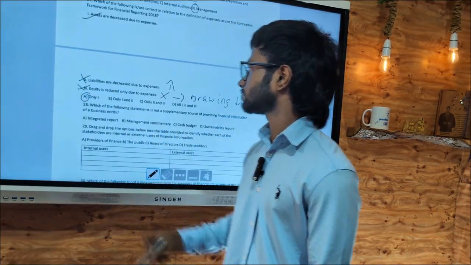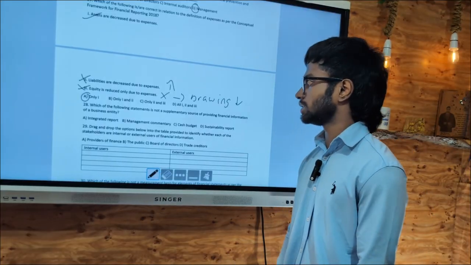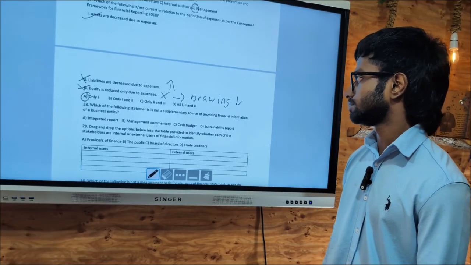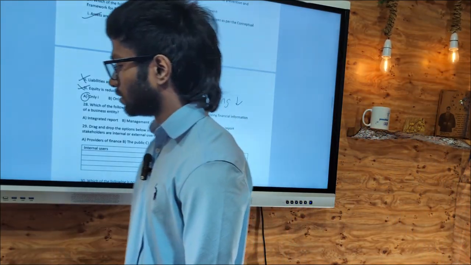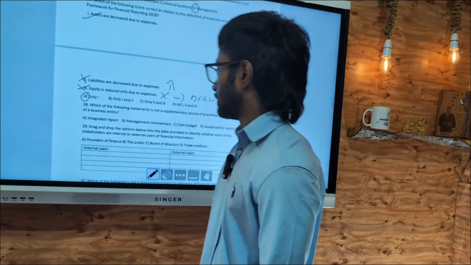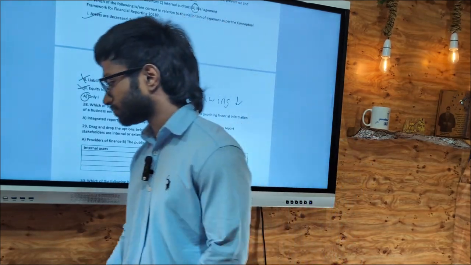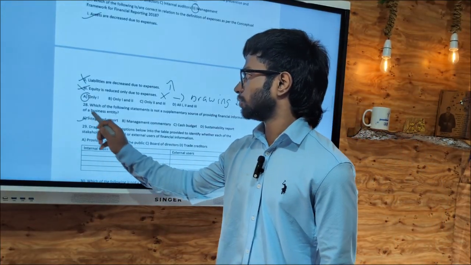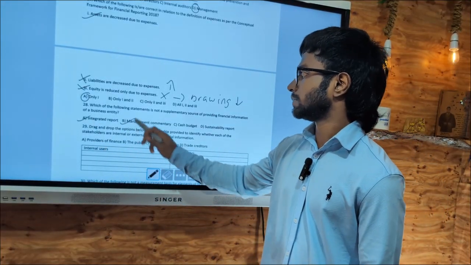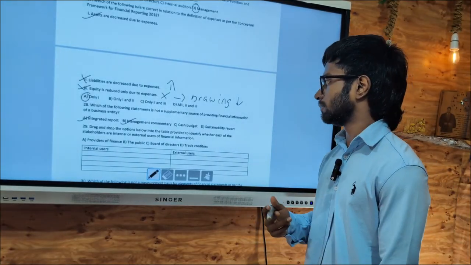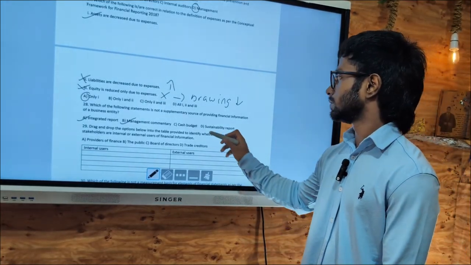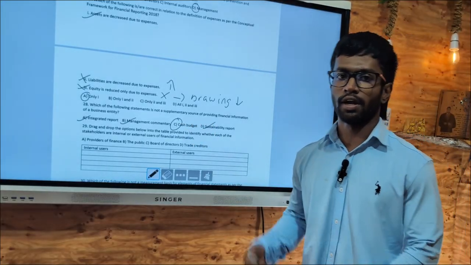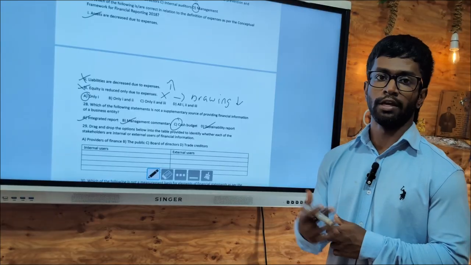These are wrong. Next, 28, which of the following statements is not a supplementary source of providing financial information for a business entity. Integrated reports will provide information. Management providing the information also will provide. Sustainability will also provide, but through cash budgets, you can't get any information basically.